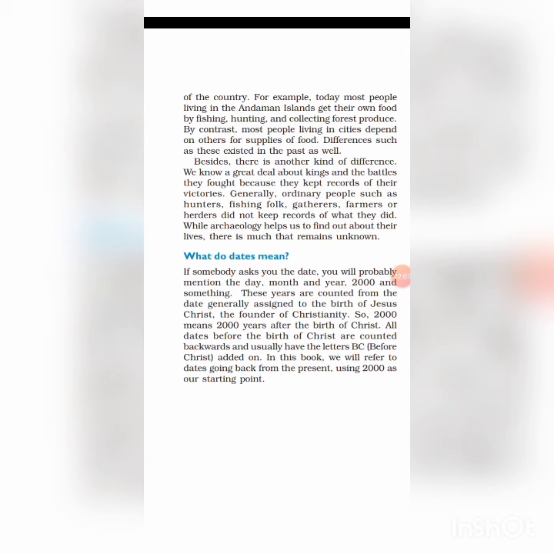Then, the next topic is, what do dates mean? If somebody asks you the date, you will probably mention the day, month, and year. Suppose 2000 and something. These years are counted from the date generally assigned to the birth of Jesus Christ, the founder of Christianity. So 2000 means 2000 years after the birth of Christ. All dates before the birth of Christ are counted backward and usually have the letters BC, meaning before Christ, added on. In this book, we will refer to dates going back from the present, using 2000 as our starting point.